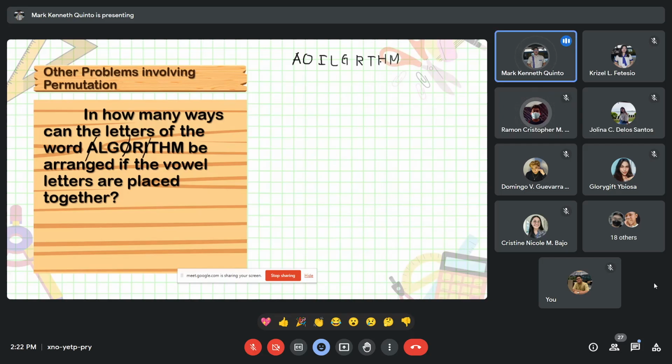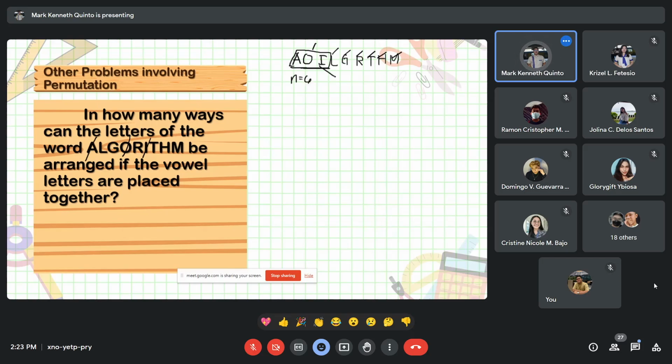So since according to our problem, A, O, and I must be placed together. So ito na sila, magkakatabi na sila. And we are going to count them as 1. So tama po yung sinabi ni Ma'am Joy. So we have 1, L is 2, G 3, R 4, T 5, H and M is 6. Therefore, the value of our N for all of this is 6.